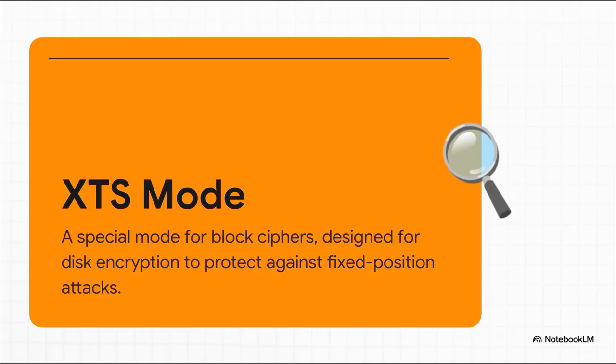But having a fast algorithm is only half the battle. You have to use it the right way. And for disks, that means using a special mode called XTS. Just think about it for a second. The data on your disk stays in the same physical spot, right? It doesn't move. So XTS is this special mode that's designed to stop attackers from finding patterns in data that gets encrypted in the exact same place over and over again.